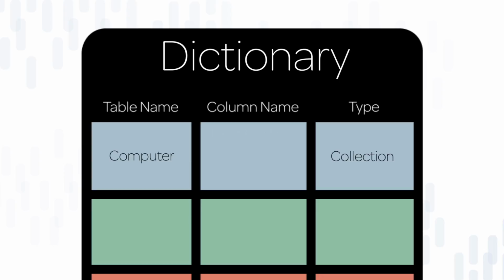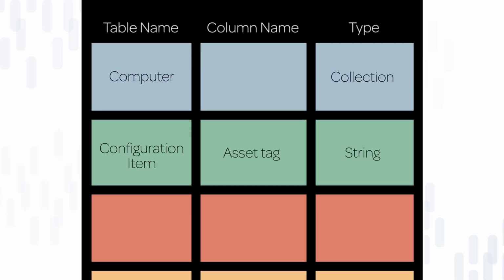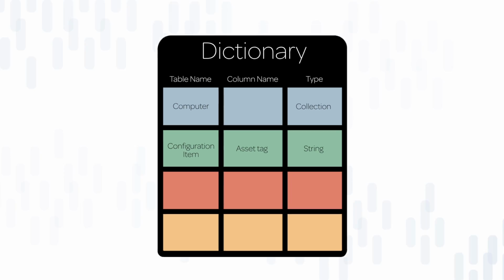Here are these values for the computer table. Dictionary entries for fields have a non-blank column name value and a type other than collection. Here are these values for the asset tag column, which is inherited in the configuration item table.